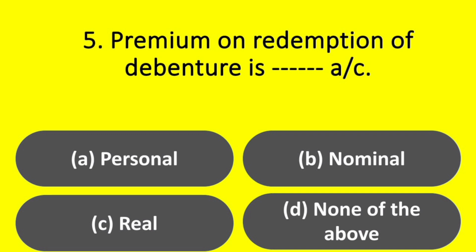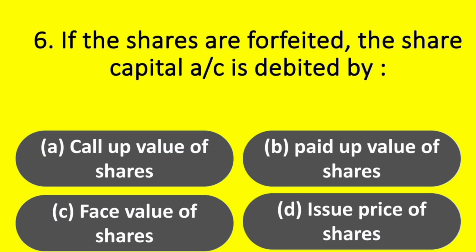Premium on redemption of debenture is dash account. Option A, personal; option B, nominal; option C, real; option D, none of the above. Answer: option A, personal.